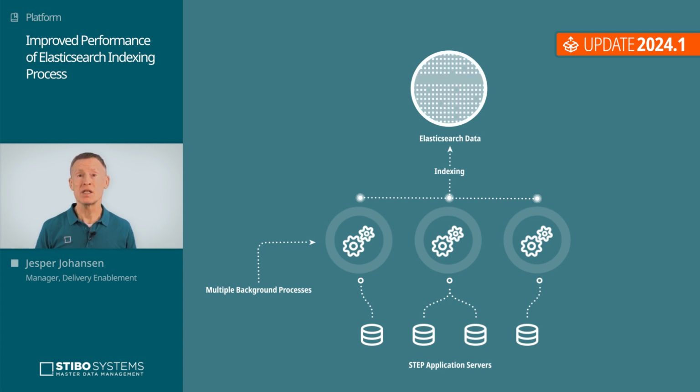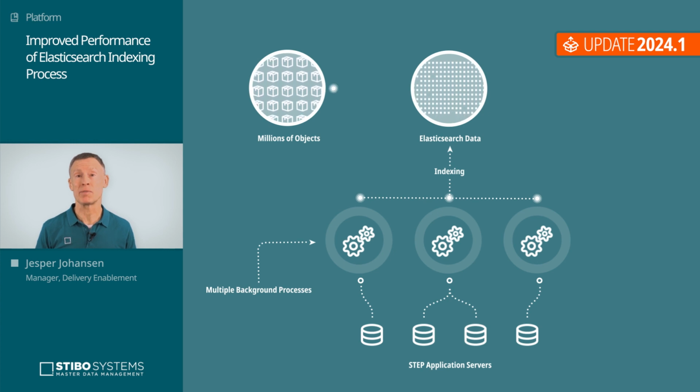capacity. This means that it will be significantly faster to index millions of objects in the Elasticsearch, enabling a much faster access to faceted search after configuration changes are being made.